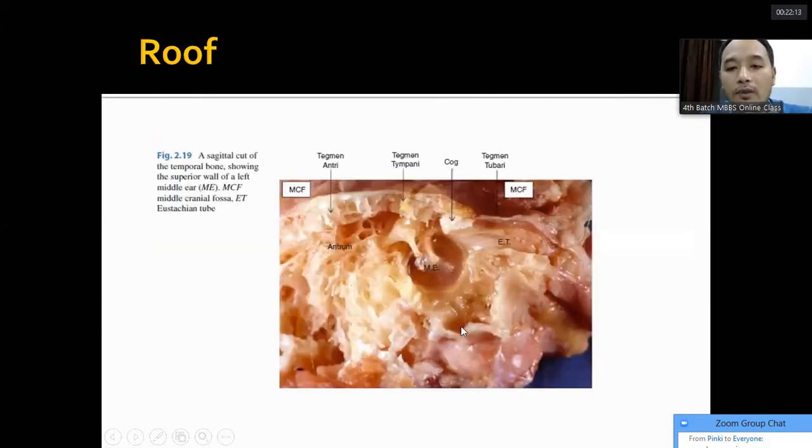Now, this is the real picture of the temporal bone. This is the tympanic cavity. This is the tympanic membrane, malleus, incus, and the roof. This is the roof of the middle ear, the tegmen tympani, and this is the antrum. This is the roof of the antrum, the tegmen antri. This sheet of bone separates the middle ear cavity from the middle cranial fossa. So the tegmen tympani forms the roof of this box, the middle ear cavity.